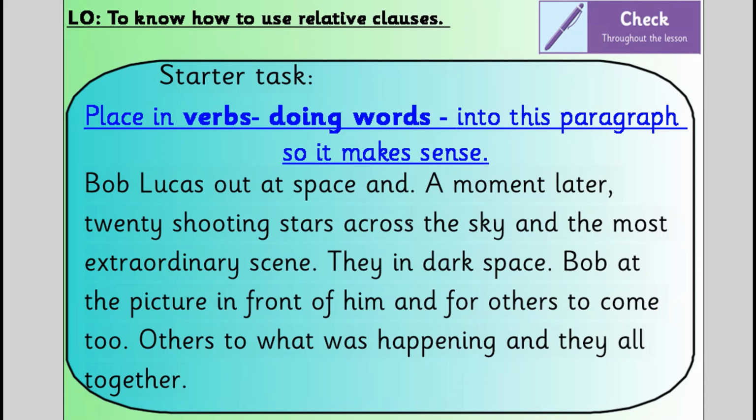God, that was hard. So what I'd like to do again is pause the video here, write down this paragraph and include the correct verbs, doing words into this paragraph. You might want to speak it out to yourself again just to hear where those verbs might need to go. So pause the video here, it's now your turn.